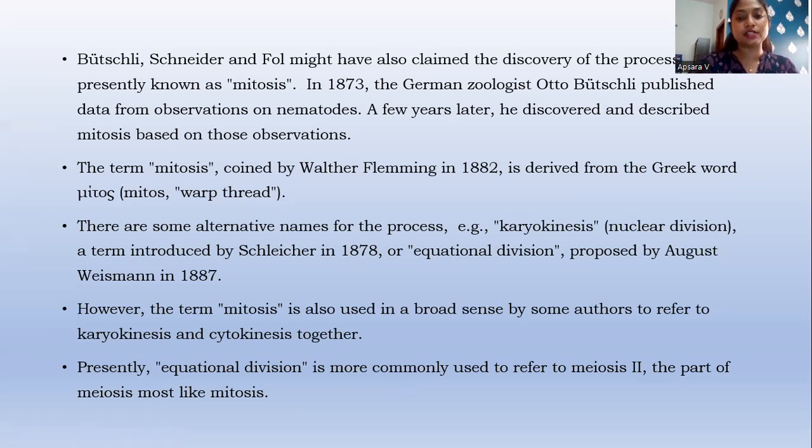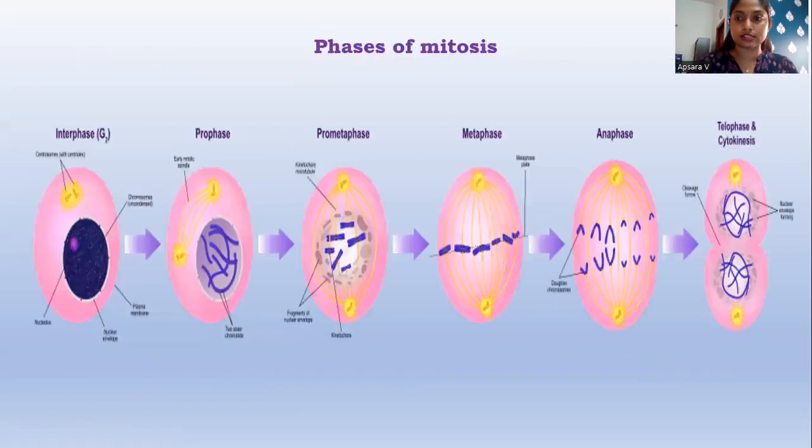Presently, equational division is more commonly used to refer to meiosis II, the part of meiosis which is almost like mitosis. Here is the summary, the image which summarizes the different phases of mitosis. So here you can see the interphase stage where the DNA is seen in the form of a chromonema, that is like a thread, and the centrioles are formed.